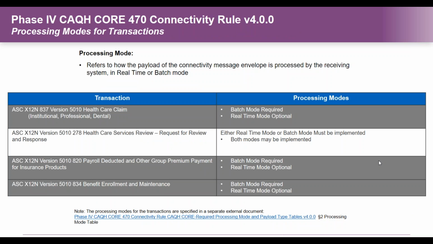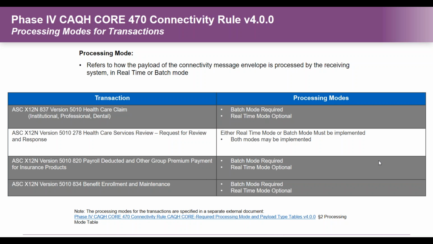So in phase 4, the processing mode requirements for these transactions that are a focus of this phase have been defined in a separate document, which is referenced from the connectivity rule. This is called the processing mode and payload type tables document. And you'll notice that the requirements for the 837, the claim, the enrollment transaction 834, and the premium payment 820, they all have the same processing mode requirements. Batch mode is required and real-time mode is optional.